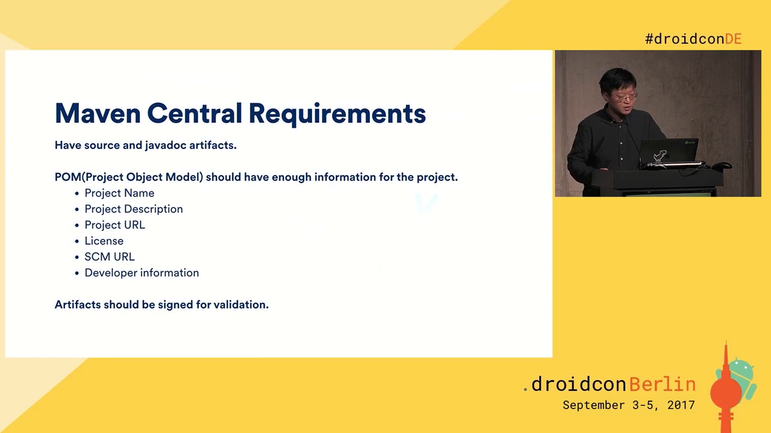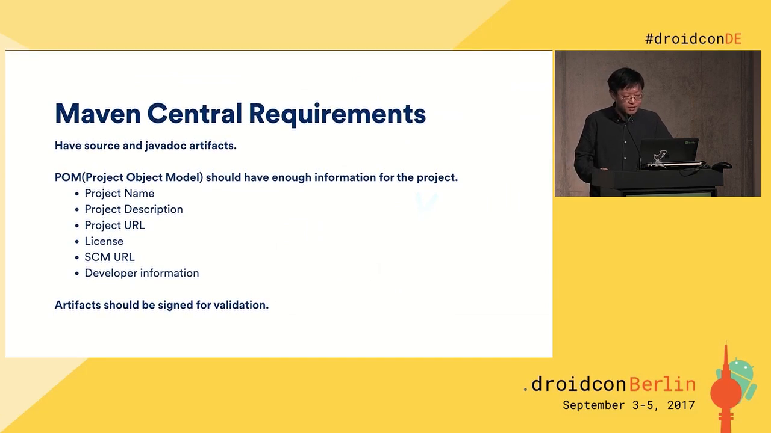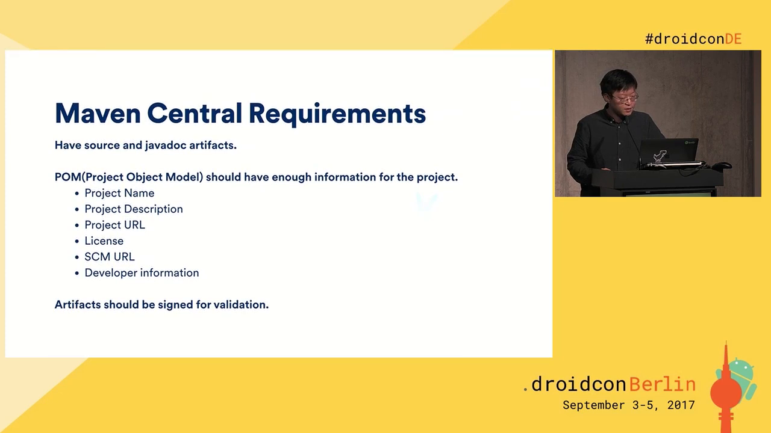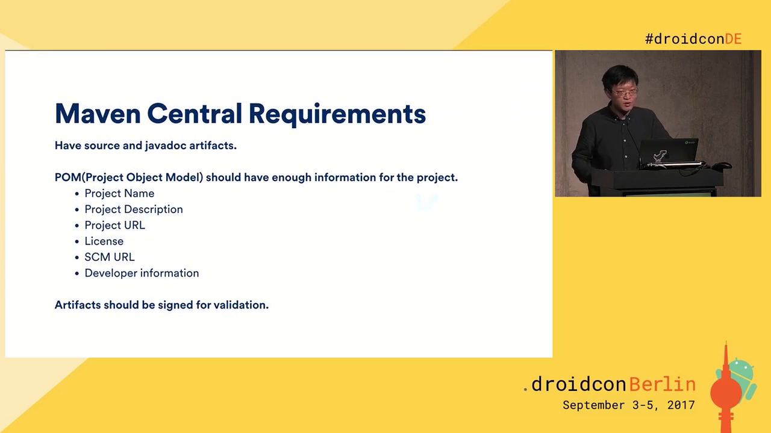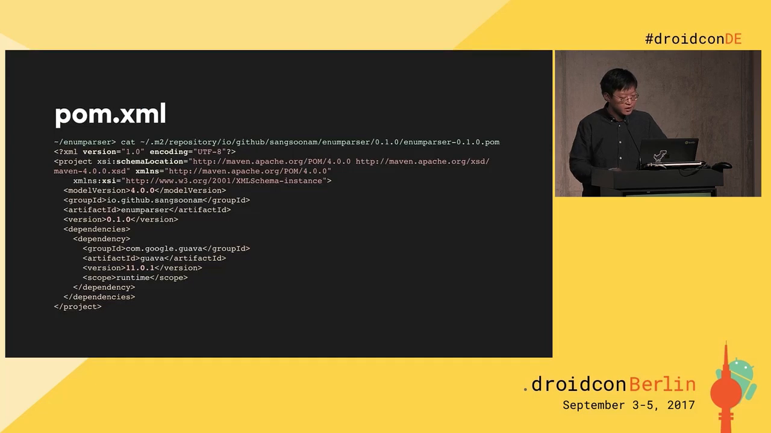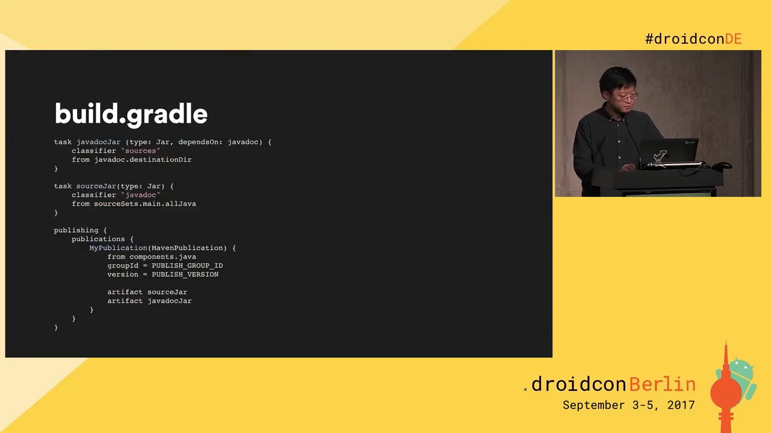There are 3 parts. One is the source code, and the Javadoc artifact should be included. And the POM file should have enough information for the project. It should have project name, description, etc. And moreover, like Android APK, it should be signed for validation. If you remember what the POM file looks like, it only has a group ID, artifact ID, version, and dependencies. So let's change that.